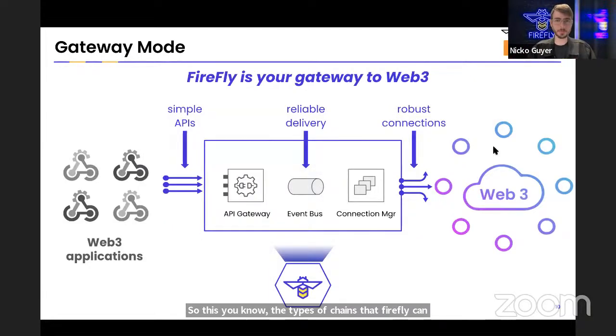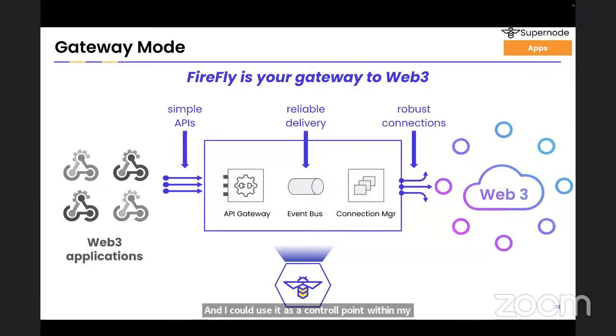So as a business, you could think of this as, FireFly I install as a piece of software in my network, and it's sort of the API gateway, if you will, to the Web3 world. And I could use it as a control point within my organization that, anything that needs to access the blockchain goes through FireFly. Anything that comes from the Web3 world to my apps goes through the blockchain as well.